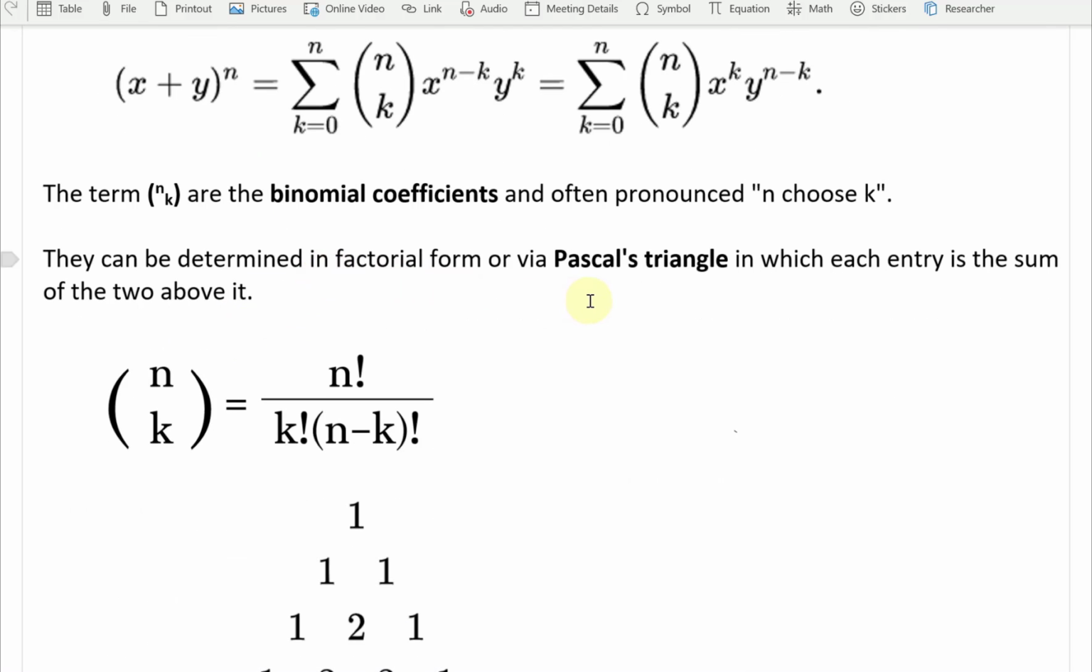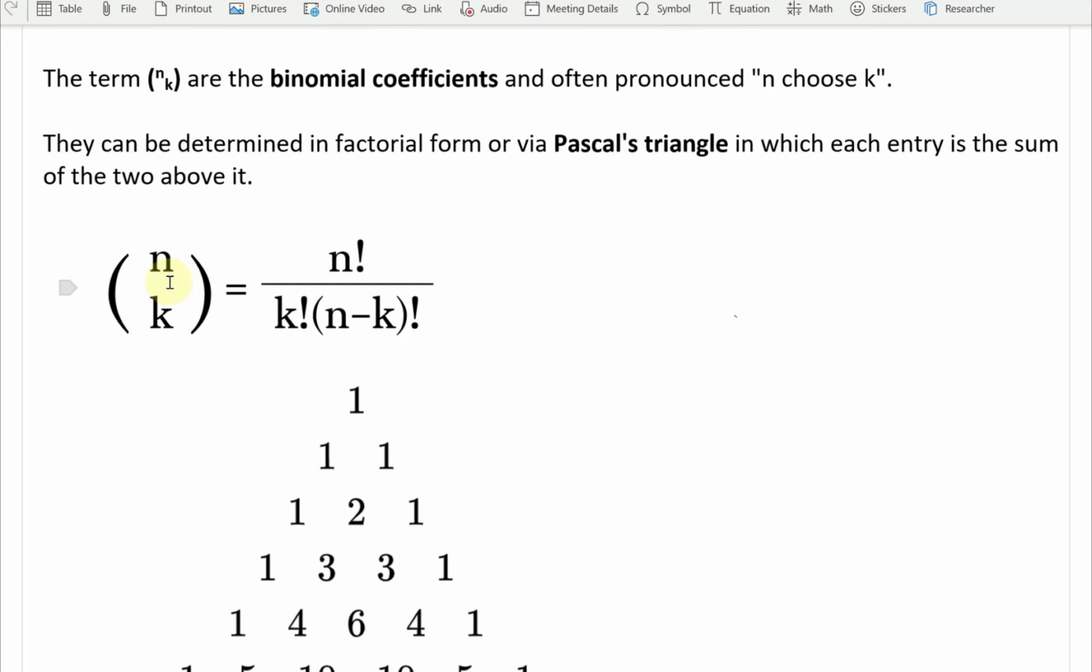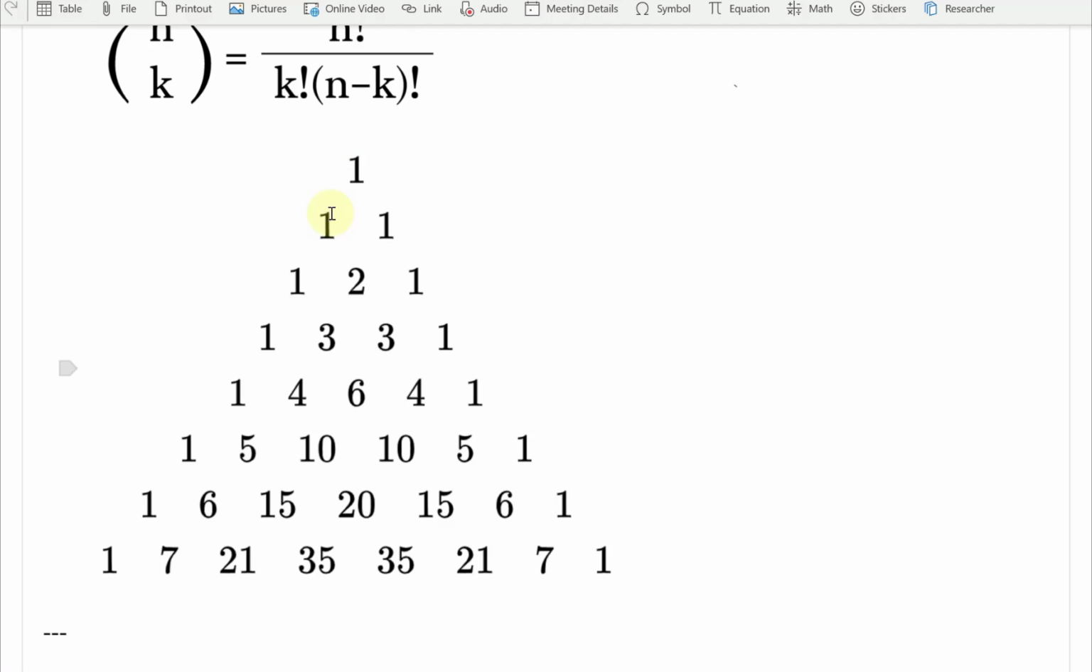They can be determined in factorial form or via Pascal's triangle, in which each term is the sum of the two above it. So you have n choose k. You could write this as n factorial over k factorial times (n minus k) factorial. And here's Pascal's triangle. Start from 1 and you add up the ones above it. So 1 plus 1 is 2. You have 1 plus 2 is 3, etc.